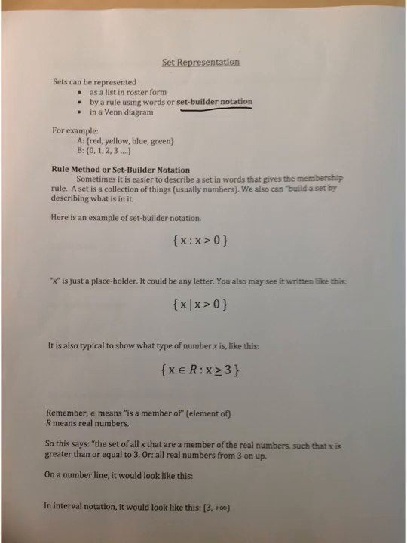For example, set A is the set of colors red, yellow, blue, and green. Set B is the set of whole numbers 0, 1, 2, 3, etc. Rule method or set builder notation: sometimes it's easier to describe a set in words that gives the membership rule. So a set is a collection of things, usually numbers. We can also build a set by describing what's in it. So here is an example of set builder notation.